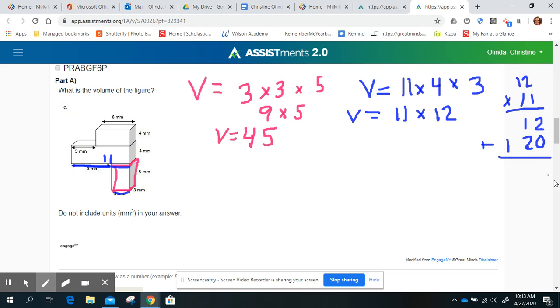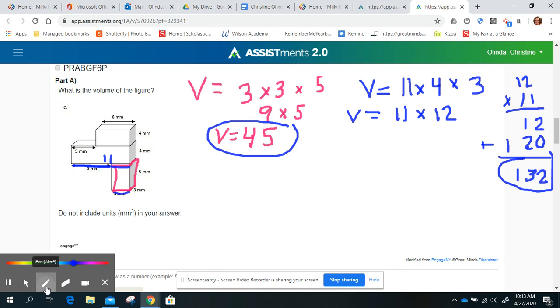And then I can add, and I'll get 132. And there's my volume of my middle shape. So that's my second one. Now I have to do my third one, and I'll change colors again.